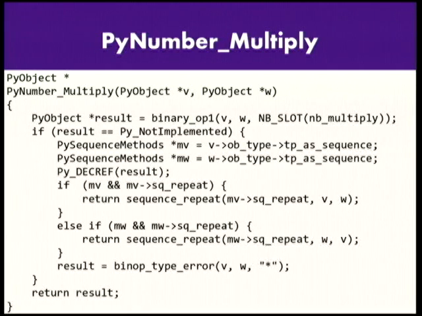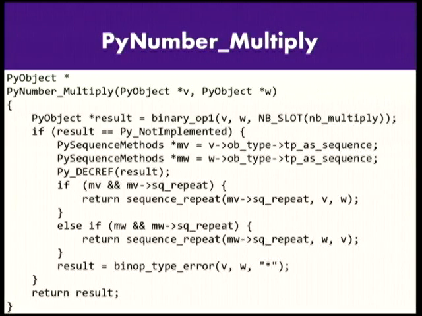If that doesn't work, then PyNumber_Multiply says, okay, maybe one of them is a sequence and the other one's a number. Because in Python, when you multiply a sequence by a number, you get a new sequence which has that number of copies of the sequence sitting in it. And so it tries again using the sequence protocol and the number protocol to say, are you a sequence and are you a number? And if so, can we get you guys to get together? And if so, it returns the result of that. If that doesn't work, then we give up.